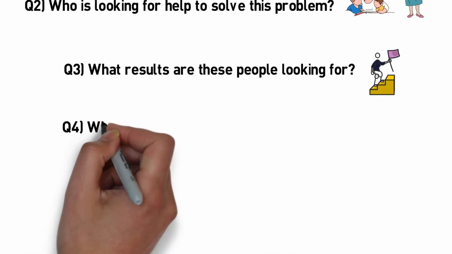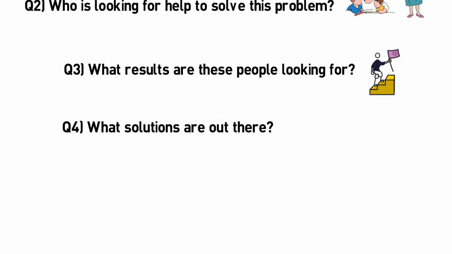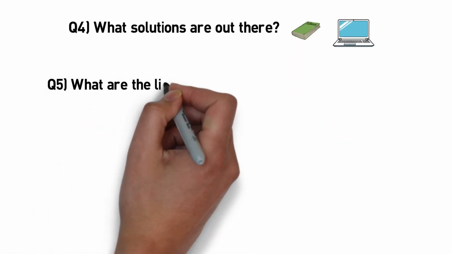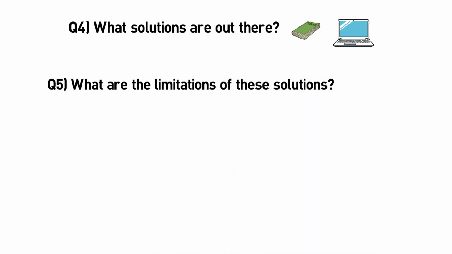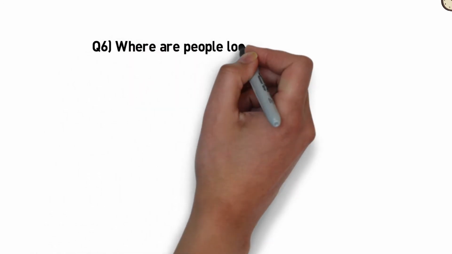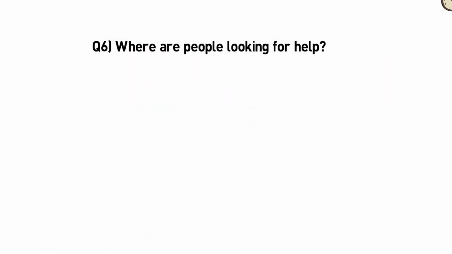Question 4, what solutions are out there, like books and online resources? Question 5, what are the limitations of these solutions? Time, money, the skill sets of the children you're trying to help. Question 6, where are people looking for help? Is it conversations at the weekend barbecue? Is it fellow parents? Is it the principal?